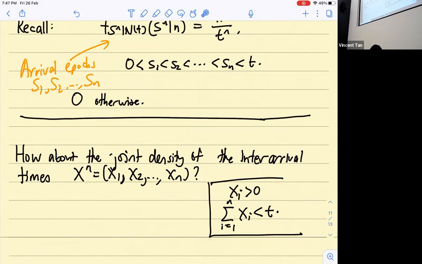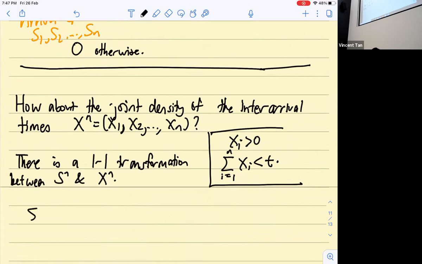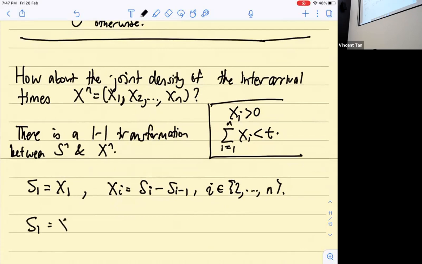Okay, so we have to make sure that we understand the physical situation. So there is a one-to-one transformation between Sn and Xn. All right. So here, remember that S1 is equal to X1 and Xi is equal to Si minus Si minus 1, where i is in 2 to n. Right. So we can also express this as S1 equals X1 and Sn is equal to the sum up to n of the Xi's.